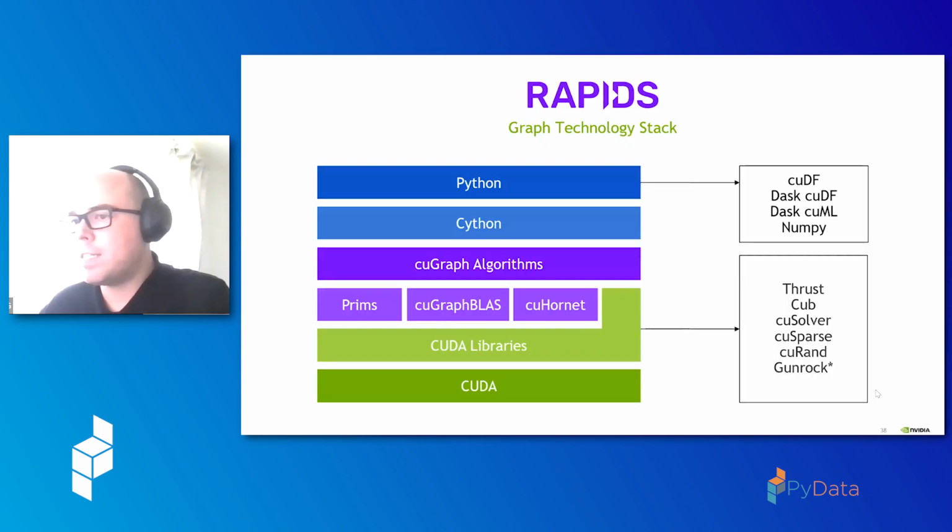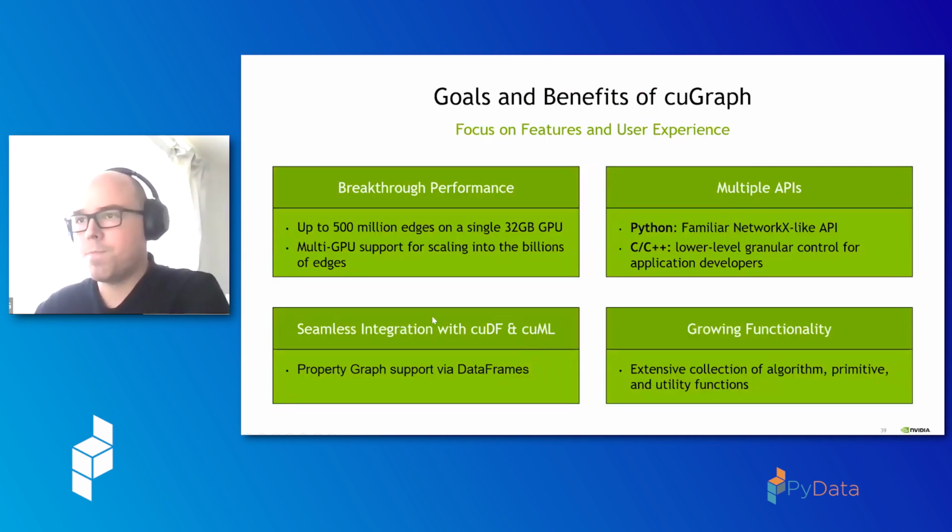A similar story is for cuGraph. I will not go into the details, but again, we're not building from scratch. We're building on known foundations. You can fit very large graphs on GPUs. So on a single GPU with 32 gigs of memory, 500 million edges, no problem. On multi-GPU, billions of edges.